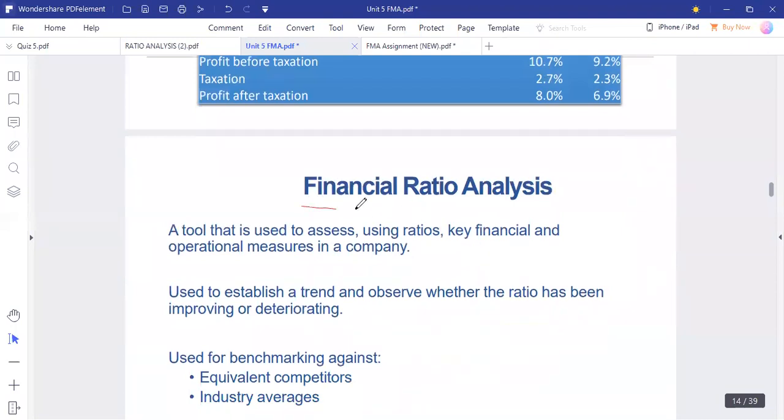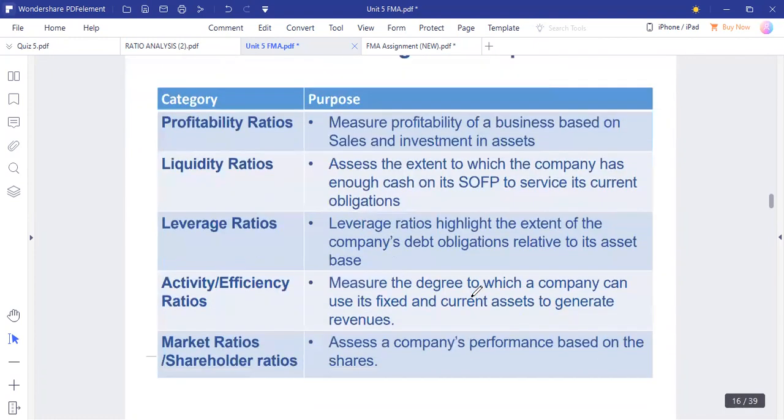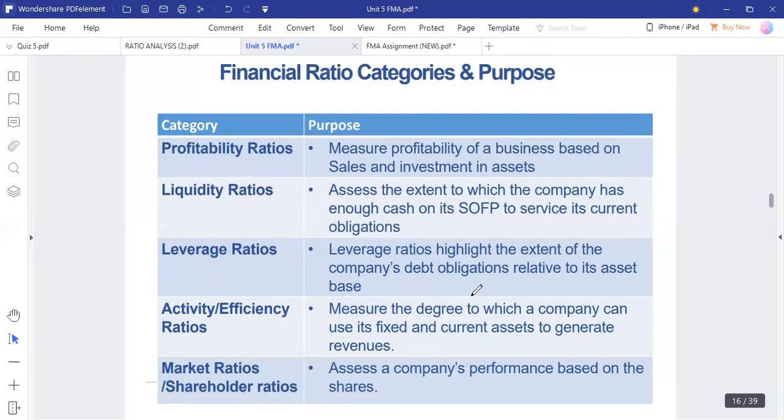So financial ratio analysis now is where we're going to use ratios that have benchmarks. Financial ratio analysis is a tool that is used to assess any ratios. The key financial ratios that we're going to look at will be used for benchmarking. Now, a ratio is simply a figure in relation to the other, a fraction of the other, this over that, this compared to that. So under ratio analysis, we have 7 key categories.